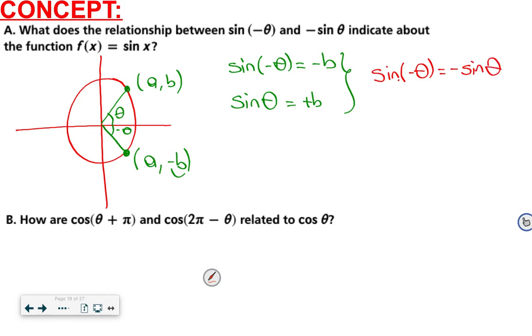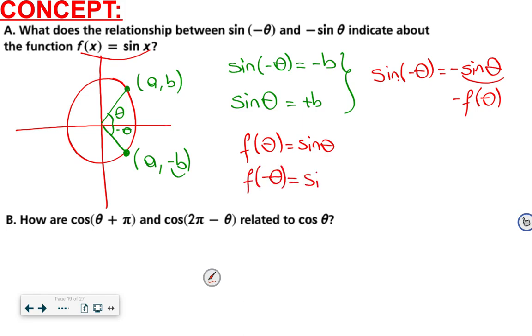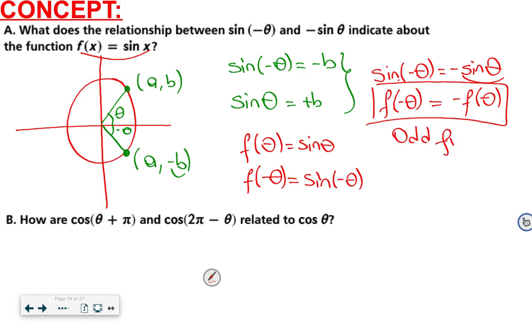So, which means that if we say that f of x is sine x, f of theta is going to become sine theta. Right? So, what is f of negative theta going to become? If we substitute negative theta, then you will get sine negative theta, so that this is going to become negative f of theta. So this is the proof of an odd function.